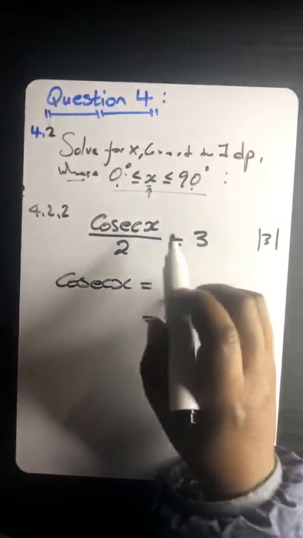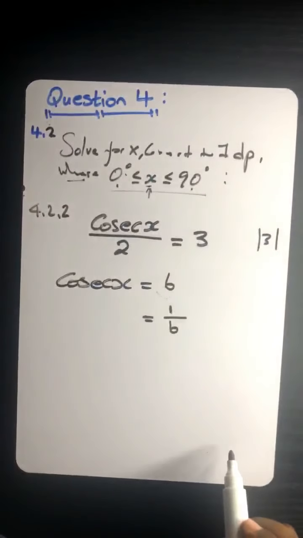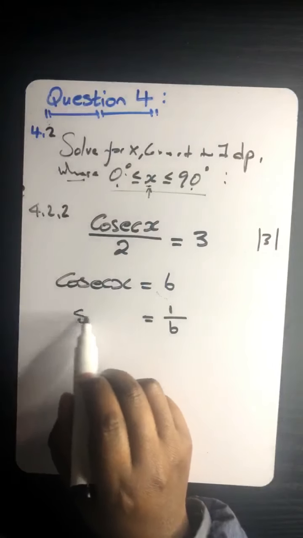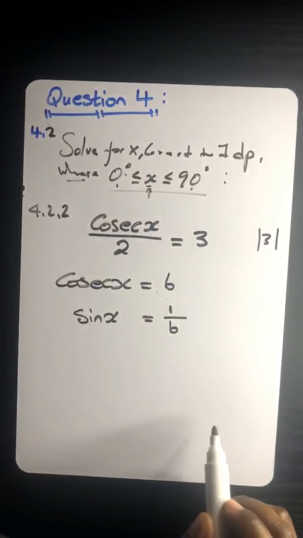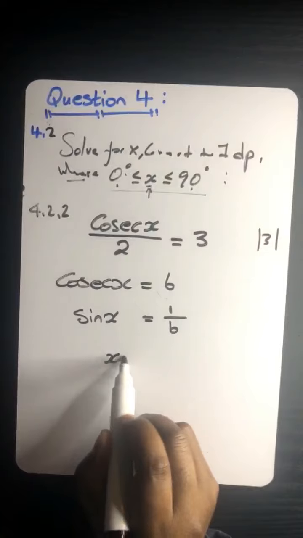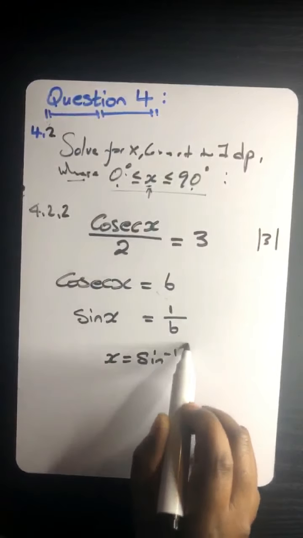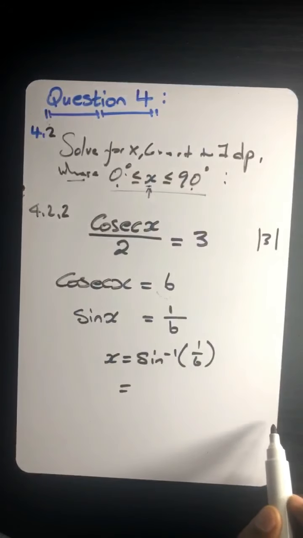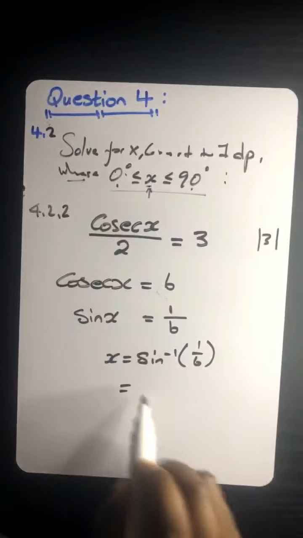What we do on the left hand side, we do on the right hand side. Since we have the reciprocal of 6, we will have the reciprocal of cosec, which is going to be sine. So we are having sine x equals 1/6. Then we will isolate x by doing shift sine 1/6. Then we will have x equals 9.6 when we've rounded off.